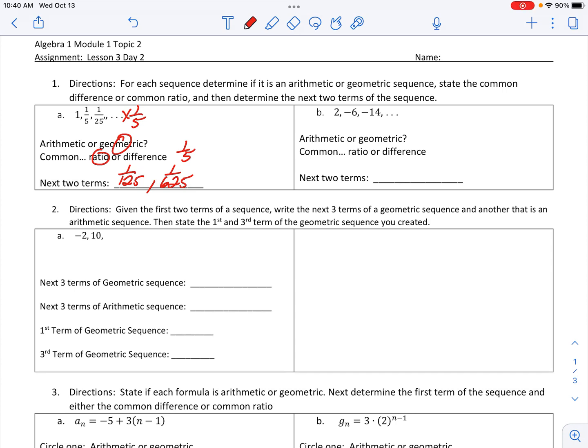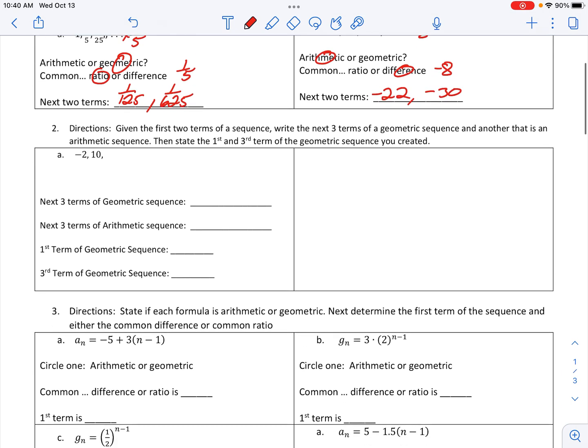All right, letter B. It is arithmetic, okay? As we see here, we are decreasing by 8, and because it's arithmetic, it is a common difference. Keep subtracting 8. 14 minus 8 gives me negative 14 minus 8, negative 22. Keep subtracting 8, negative 30.